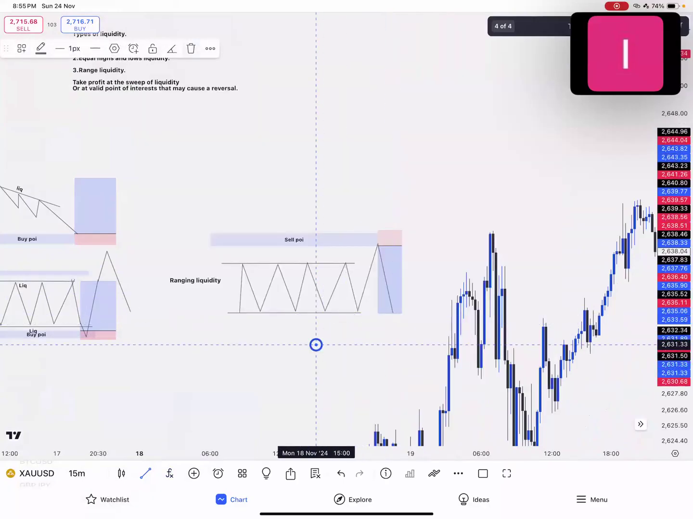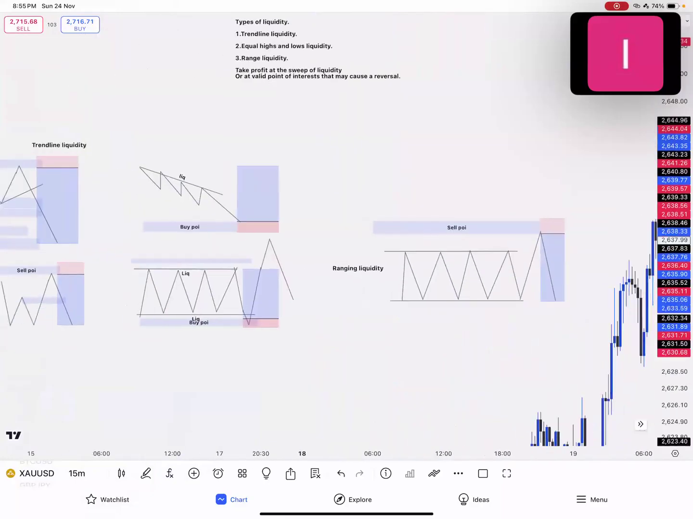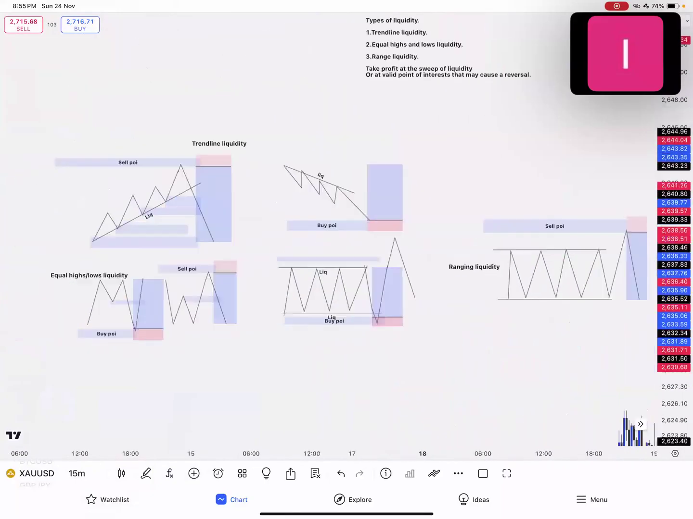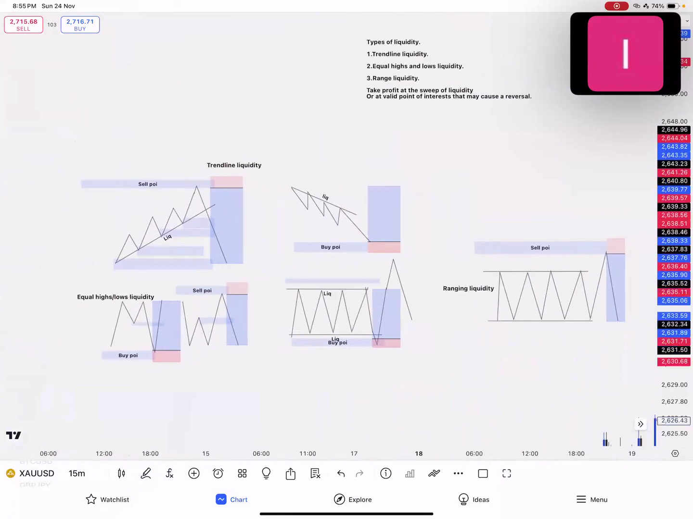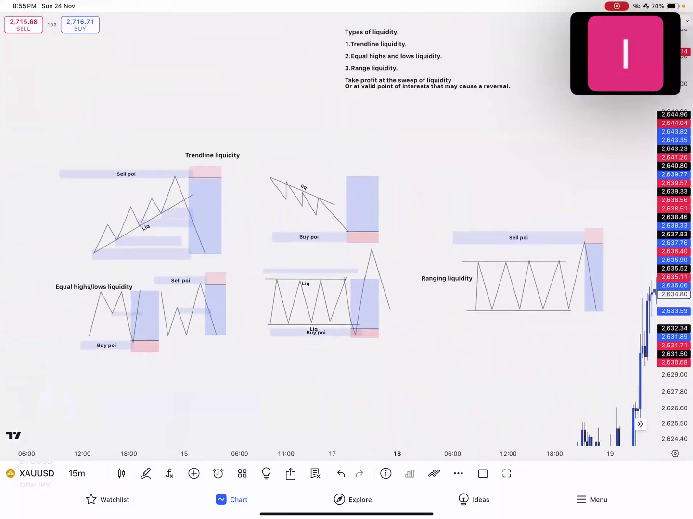So that is just it with types of liquidity. I will take a screenshot of this and send it to the group. This is all you need. Literally, this is all you need for your take profits.